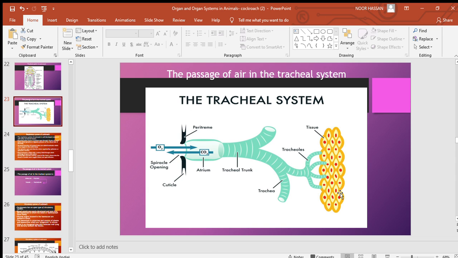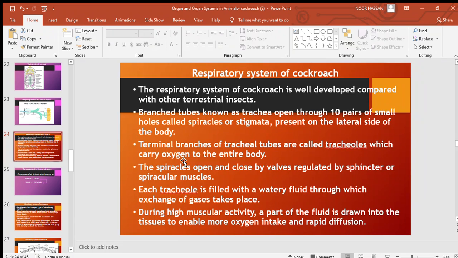Sometimes due to more activity, when more oxygen is required, the fluid present inside the tracheoles is drawn inside so that it can be more effective. More oxygen can be drawn in due to this watery fluid being drawn into the tissues or the cells. Okay, so this is a simple diagrammatic representation to show the passage of air through this tracheal system. This is the spiracle, and the spiracle can close or open by means of valves. Okay, so this is the explanation.